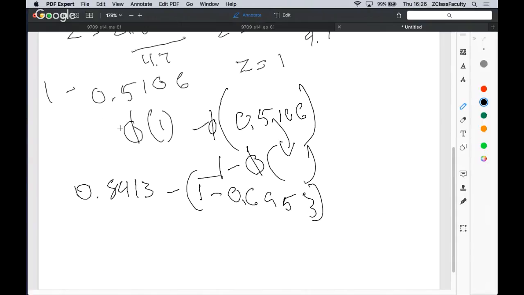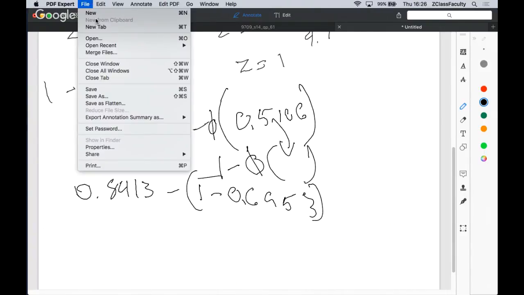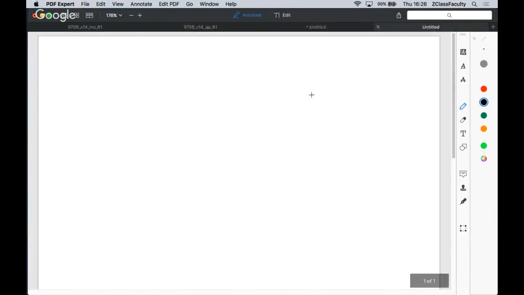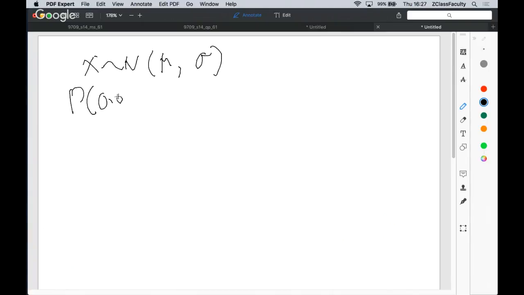So question 2 is also a normal distribution question. I'll create a new one. So X comes from a binomial... and P equal... and X is longer than 12. Yeah.